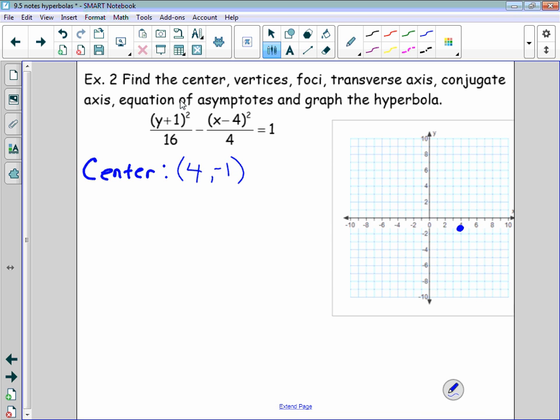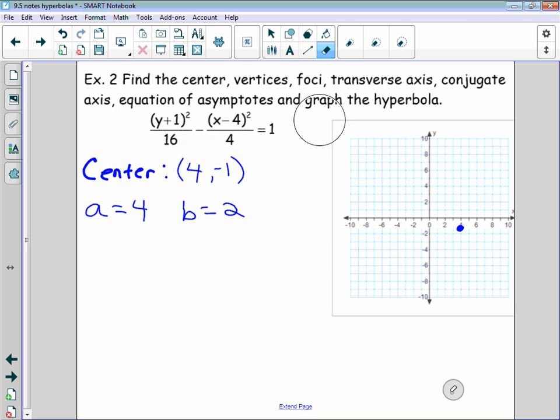Again, a squared and b squared are locked in. So this 16 is a squared. If a squared equals 16, a would equal 4. And for b squared, that's going to be 4. So if b squared is 4, b would equal 2. Now we have enough information where we can go ahead and plot those points.